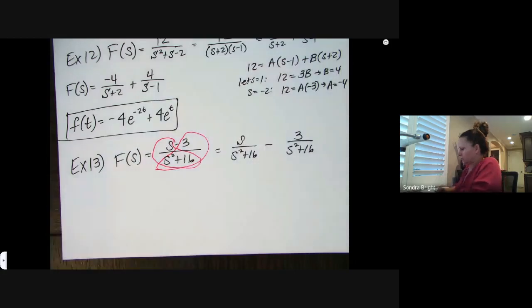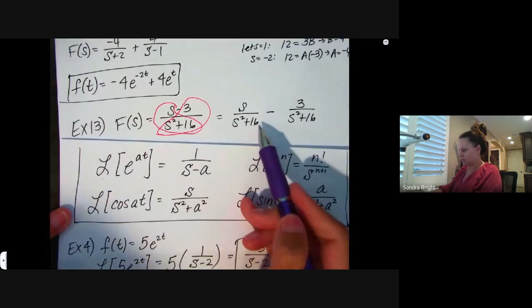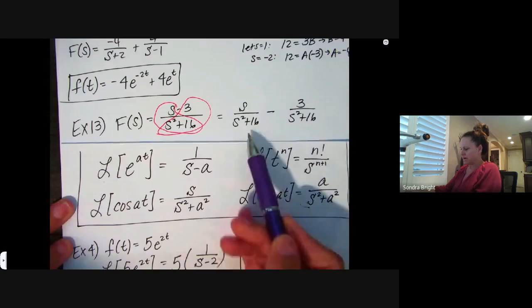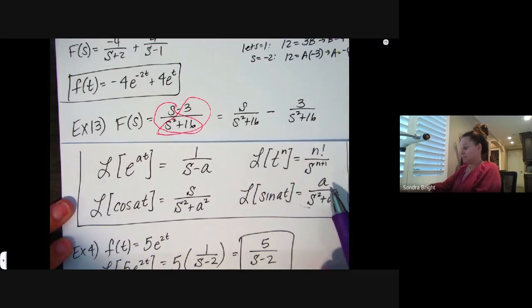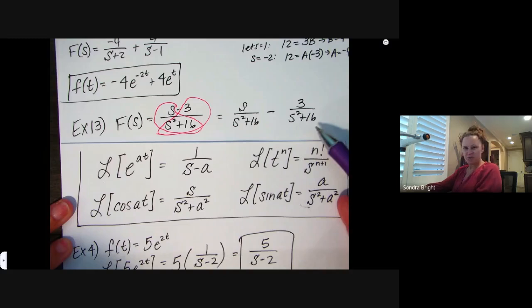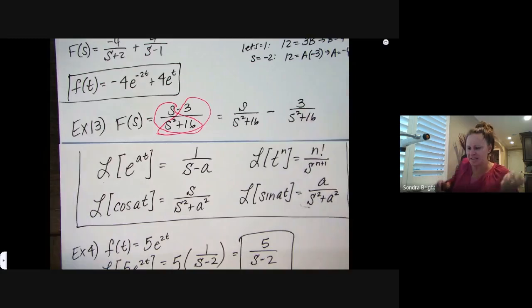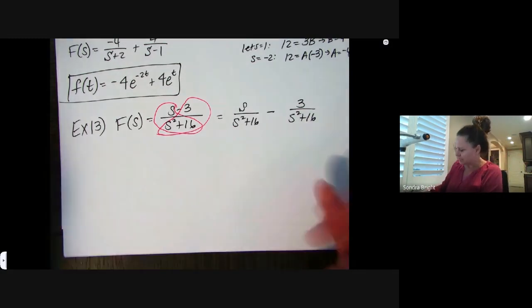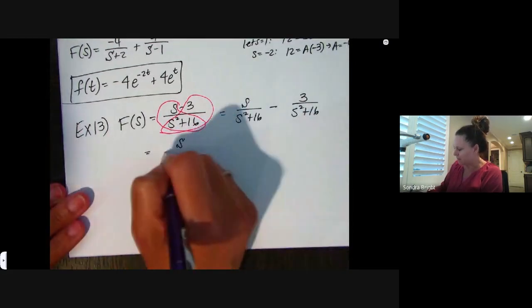That's helpful because s over s squared plus 16 takes on this form where your a is 4. A number over s squared plus 16, the number is a there. If this was a 4, we could write it as sine of 4t, but that's not a 4, it's a 3. So we just need a little bit of algebraic manipulation. Don't you feel like we're always algebraically manipulating things? Because we are. This one with the s is not a problem. I can find the function for that one. It's this one that's the problem.